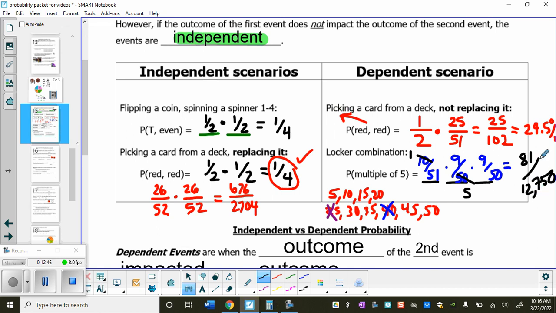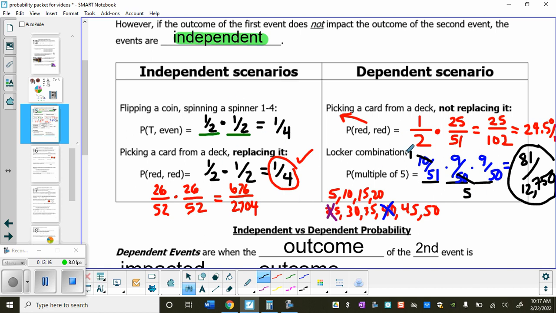As you can see, the likelihood of you getting 3 back-to-back-to-back multiples of 5 is very low for a locker combination. It's very rare that we're going to hear somebody say that their locker combination is 15, 30, 45. Very rarely is that the case, and you can see right here that the chances would not be very good.